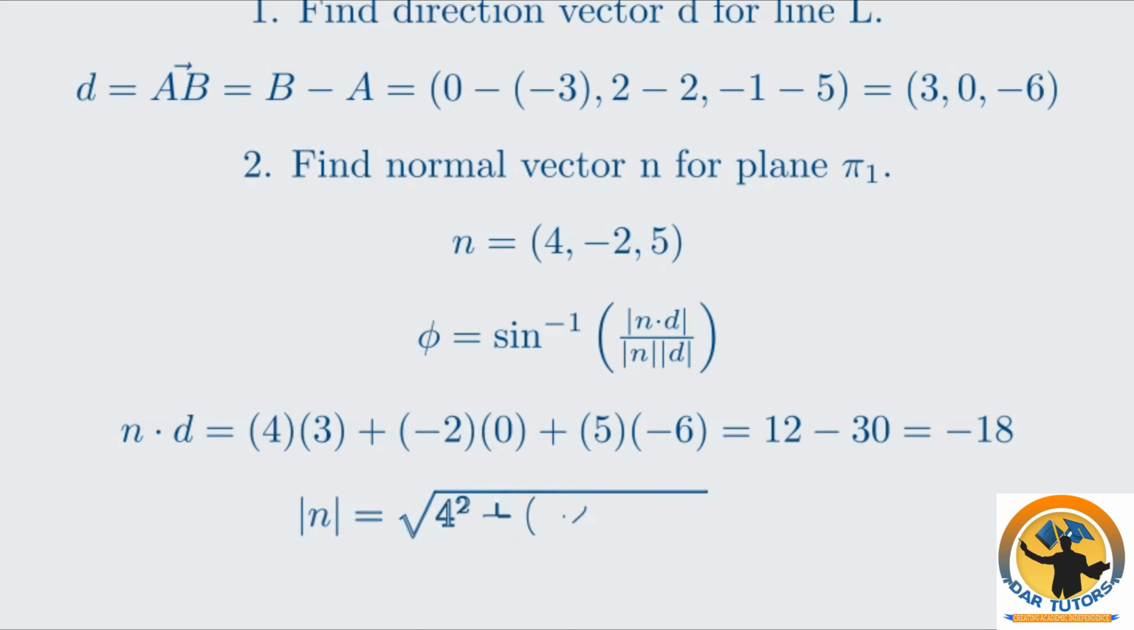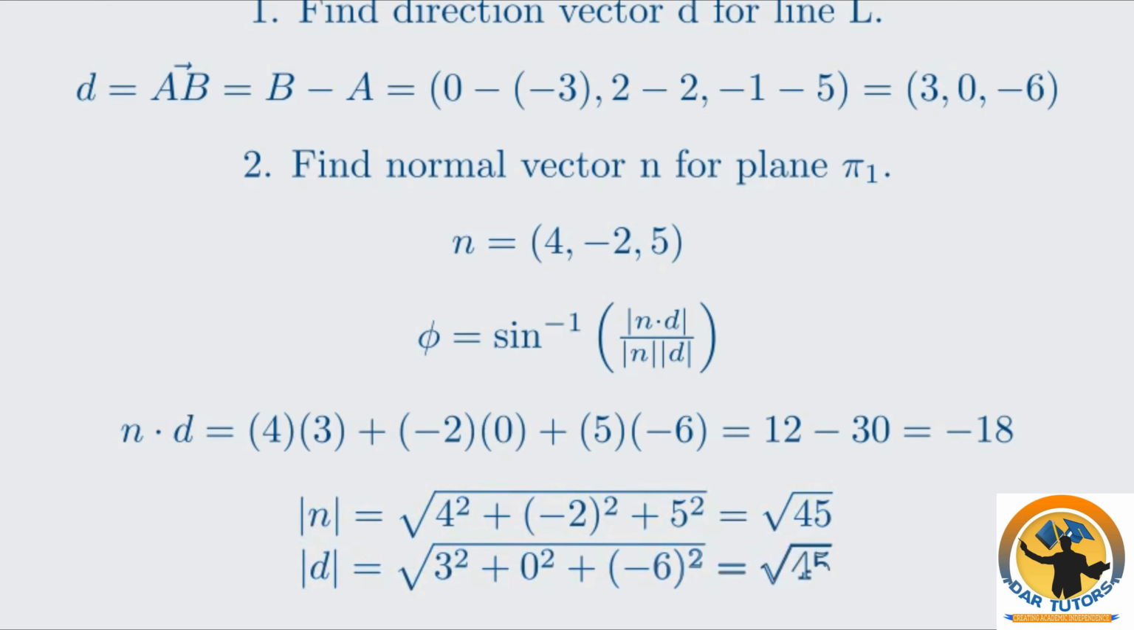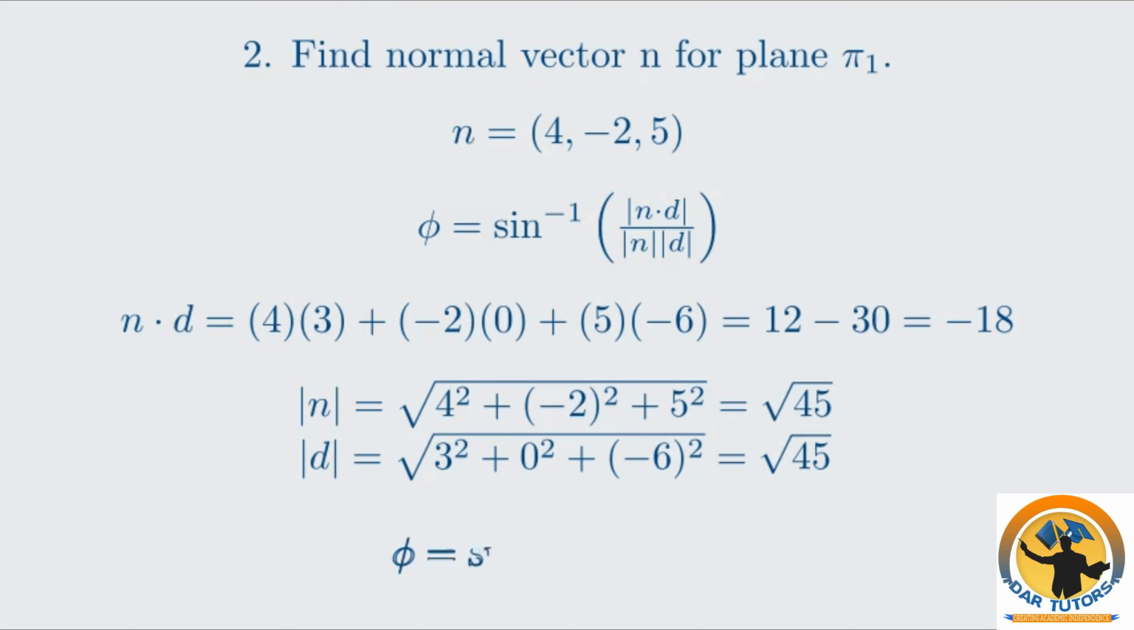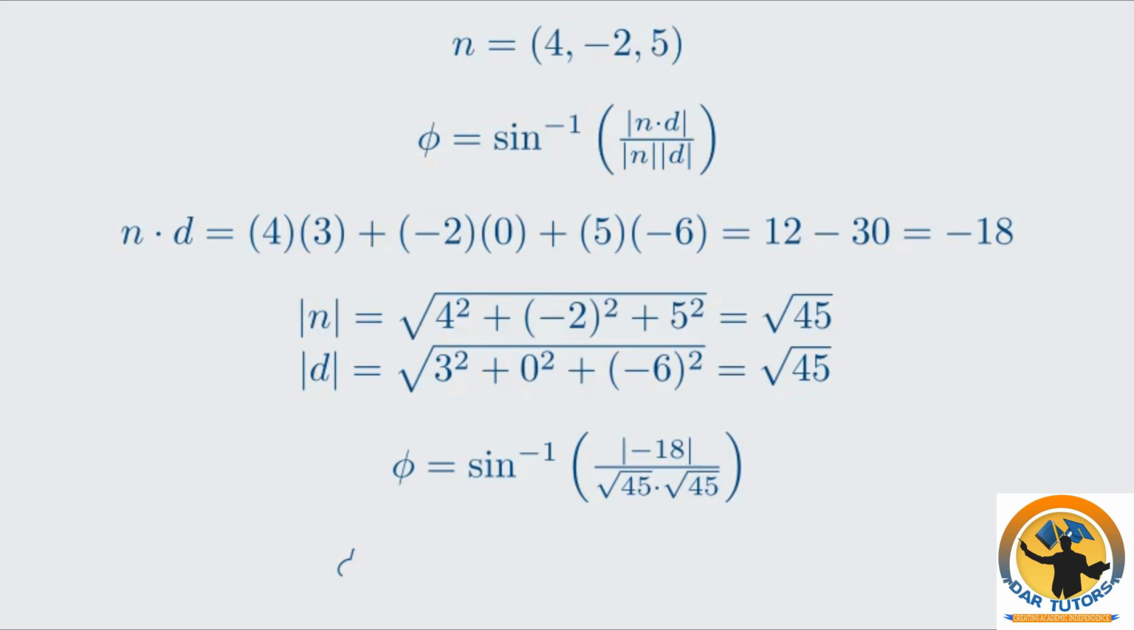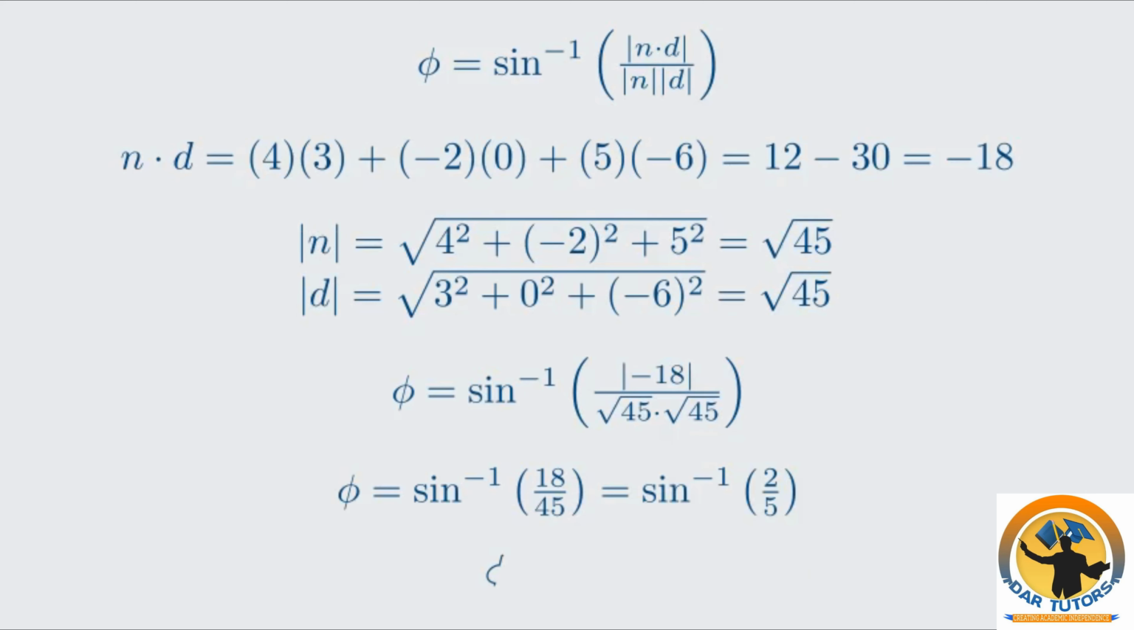The magnitude of n is the square root of 45. The magnitude of d is the square root of 45. Plugging these in, we get phi equals the inverse sine of the absolute value of negative 18 divided by the square root of 45 times the square root of 45. This simplifies to the inverse sine of 18 over 45, which is the inverse sine of 2 over 5. Using a calculator, the angle phi is approximately 23.6 degrees. So the angle between line L and plane pi1 is about 23.6 degrees.